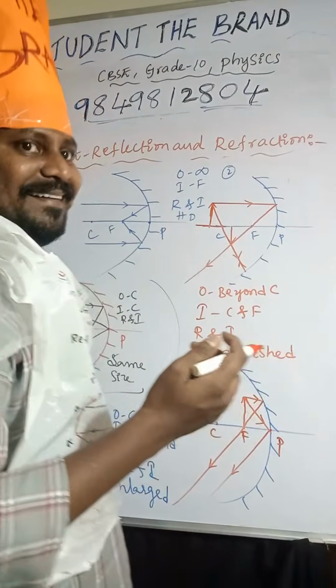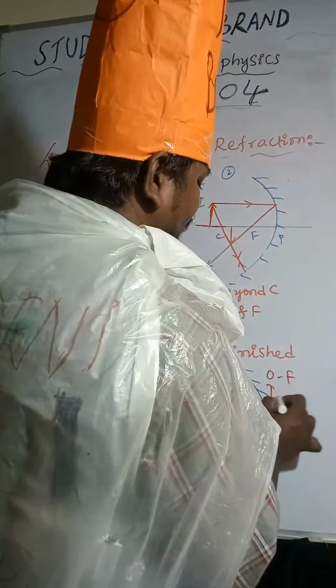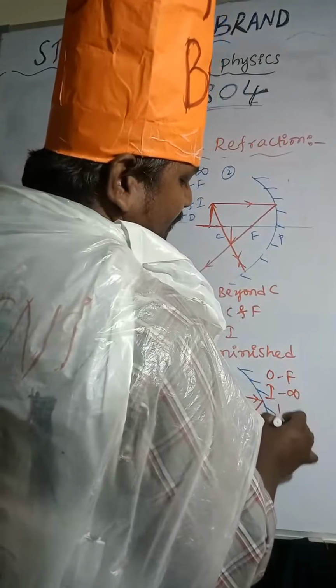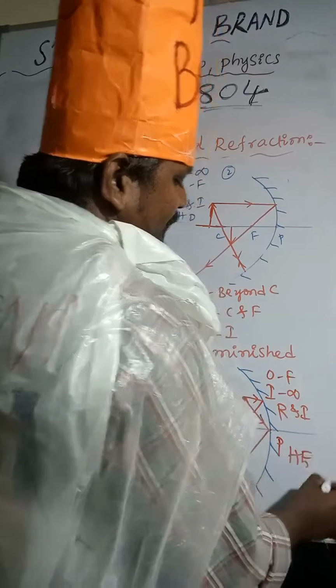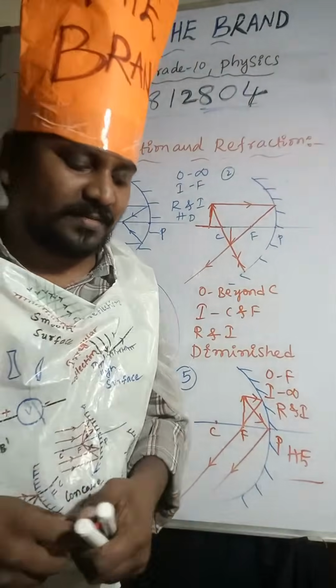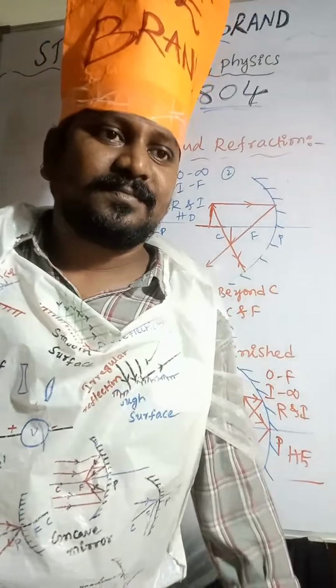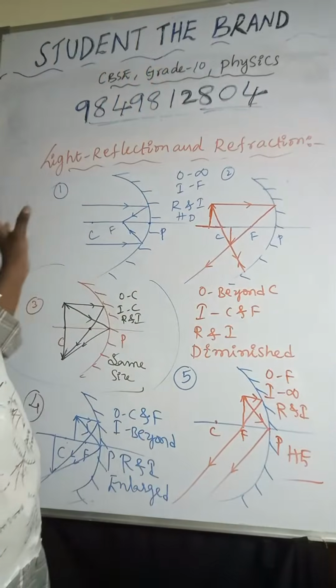Okay, done. Object is placed at F. Image is forming at infinity. Nature of the image is real and inverted and highly enlarged. Oh, different. Thank you for your answer. Okay, so I hope it is very clear.